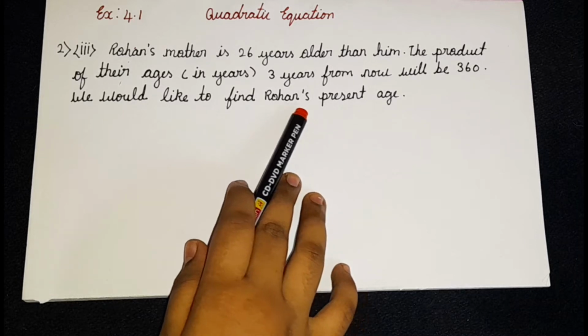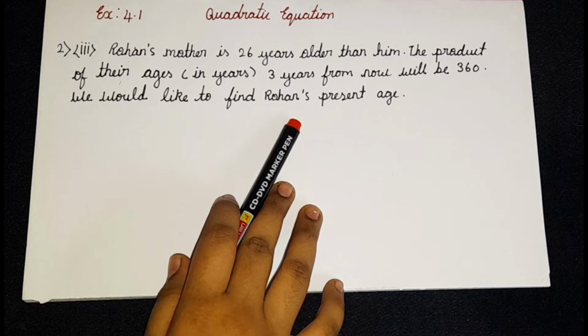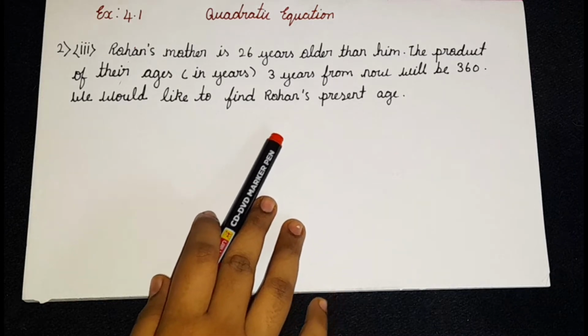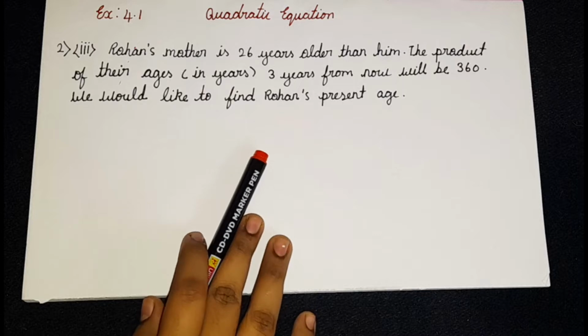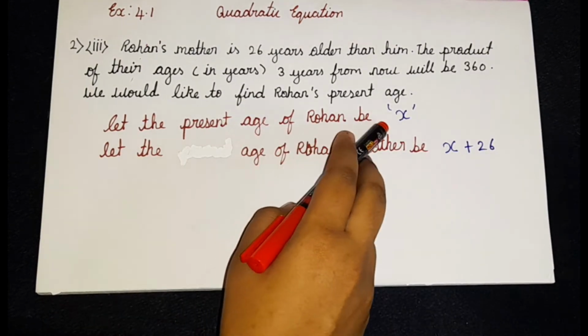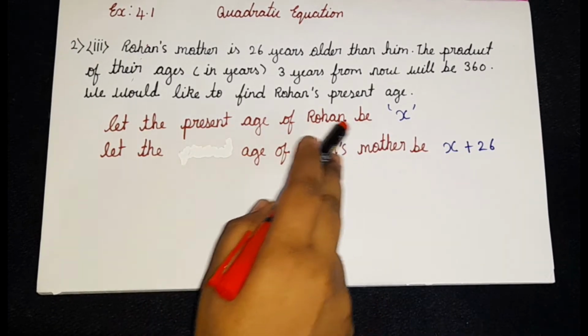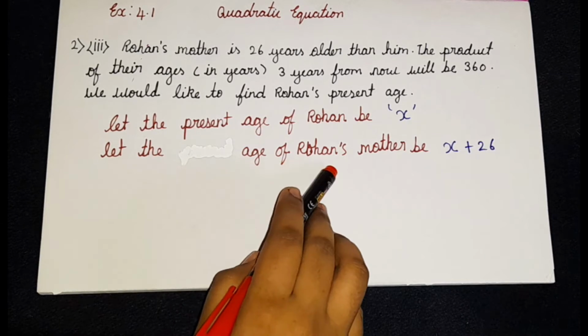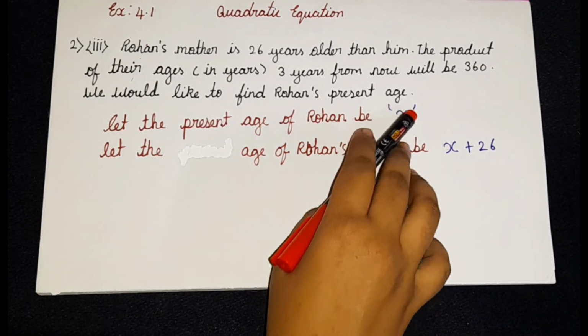As you guys know, if we have this type of question, we are supposed to take it as x. Am I right? So let us write: let the present age of Rohan be x. Remember, present age of Rohan be x. Let the age of Rohan's mother be x plus 26. So I just took a random variable here, x.